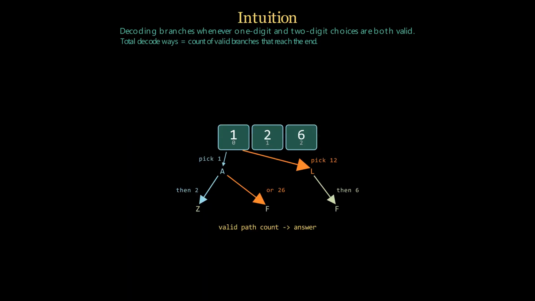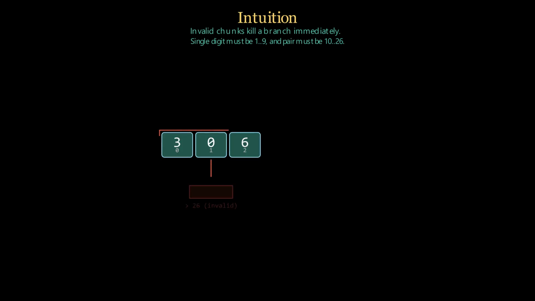Start on 1 2 6. From the first position, 1-digit and 2-digit choices are both valid, so the path forks. If you took 1 first, the remaining prefix can choose 2 or 26. If you took 12 first, only 6 remains. The final answer is just the number of valid branches that reach the end.